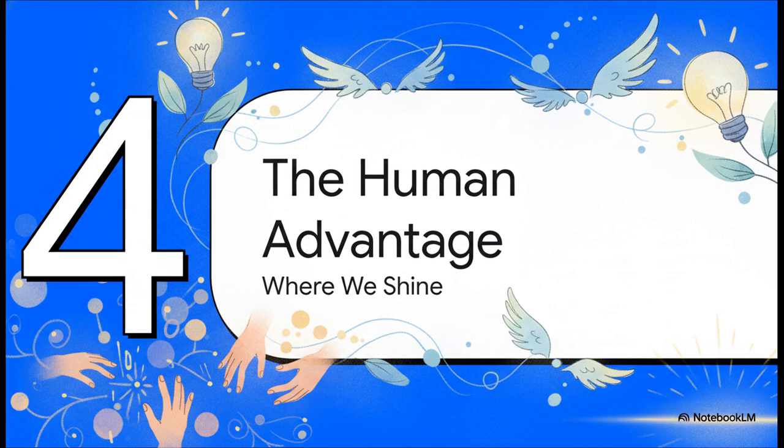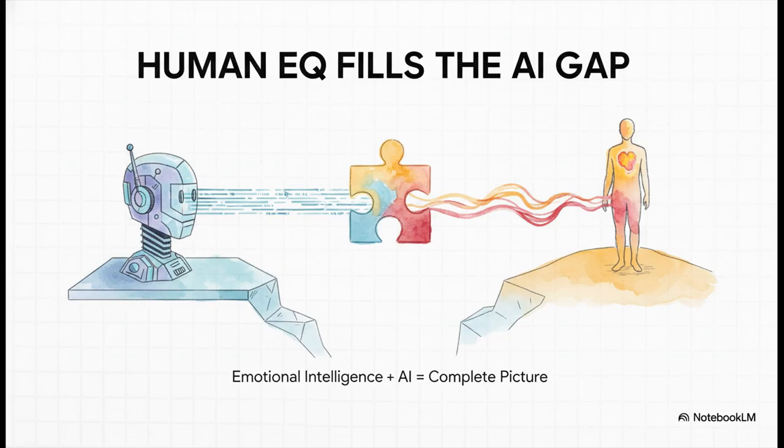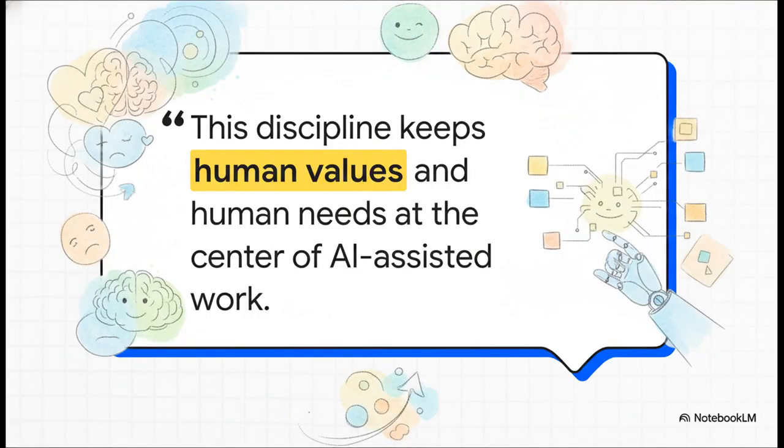And this all leads to the real payoff. Let's call it the human advantage. Because let's be real, an AI doesn't understand the emotional impact of its words. It has no concept of empathy, no moral compass, no intuition. That's our job. Your emotional intelligence is precisely what fills in all those massive gaps. And this quote really says it all. This discipline keeps human values and human needs at the center of AI-assisted work. That's the whole point, right? It's making sure that we're always in the driver's seat, keeping what matters to us as humans right at the core of everything we do with this tech.